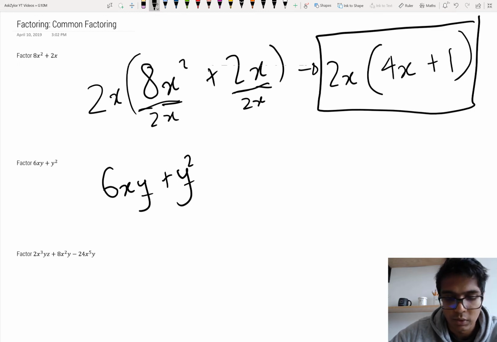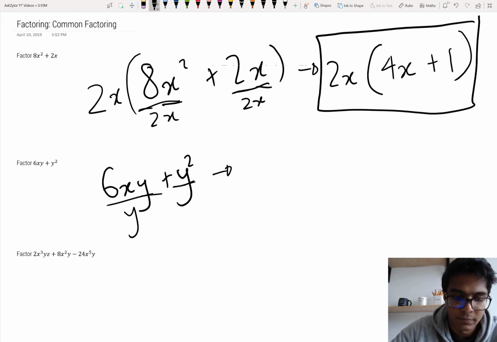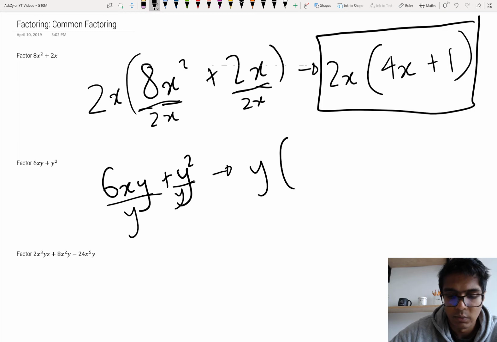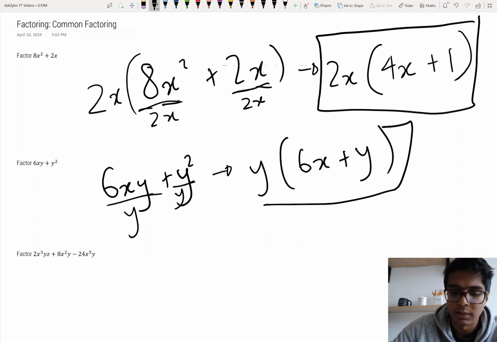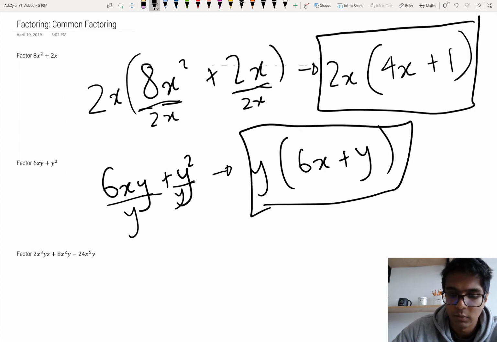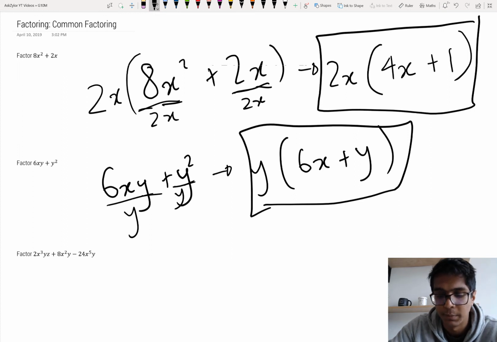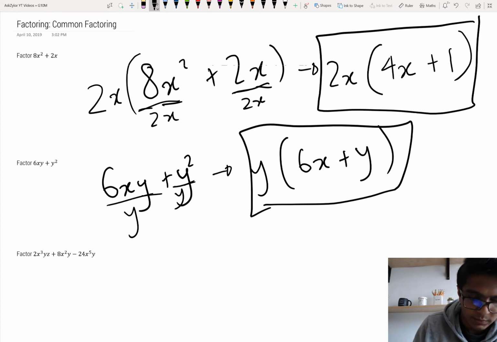So I'm going to try and factor out the y. I'm going to divide both terms by y, which leads me to y(6x + y), with 6x + y on the inside. We're familiar with how to expand these kinds of expressions. What we're doing now is working backwards to see how we can get the initial expression. So let's move on to the next one, which seems a little more complicated.